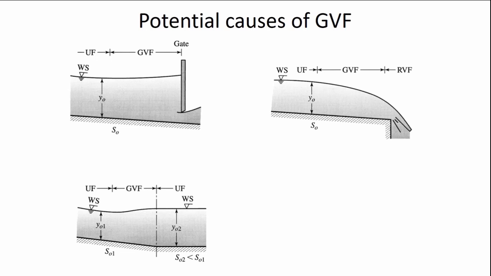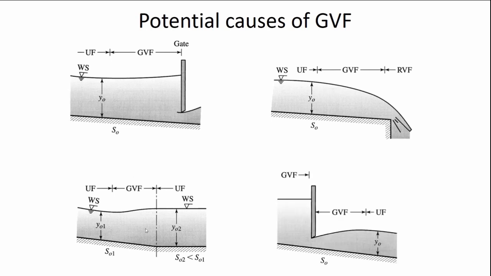Another possible cause, probably the most common cause, would just be a change in slope. Here you can see we have a relatively steeper slope matching up with a relatively less steep slope. And so somewhere there's going to be a gradual variation as the two different normal depths have to match. So here's the normal depth for slope 1, the normal depth for slope 2, and you have to connect the dots between those two depths, and it's going to vary gradually. Sometimes the change in depth will be mostly after the transition, sometimes mostly before the transition. We'll learn how to do those calculations later on.